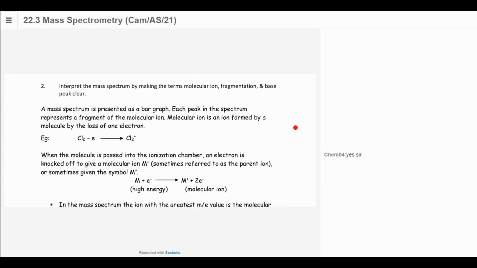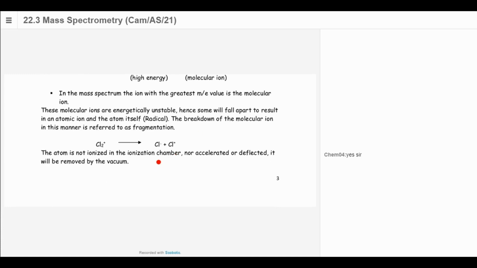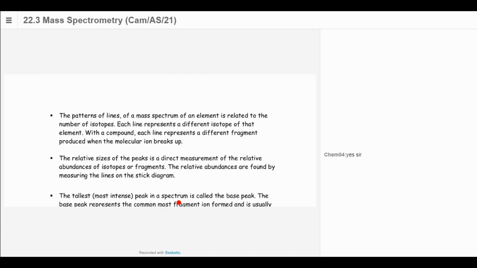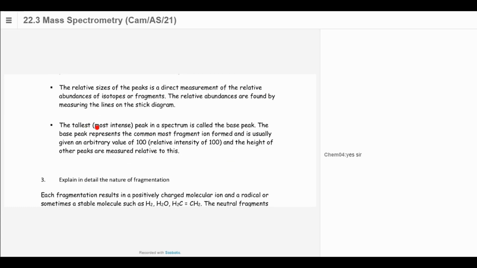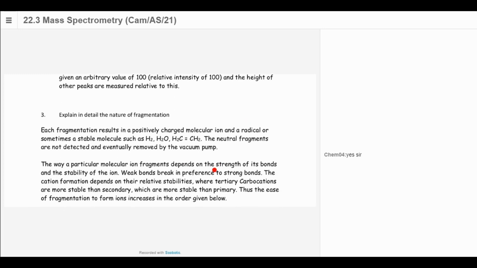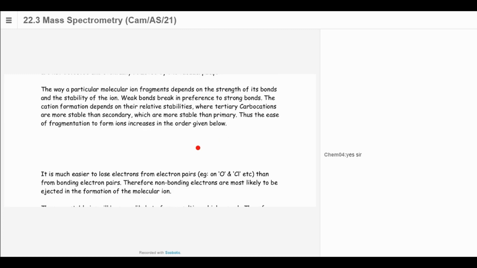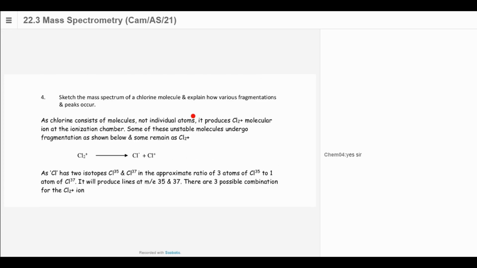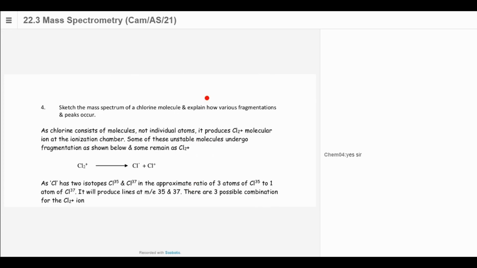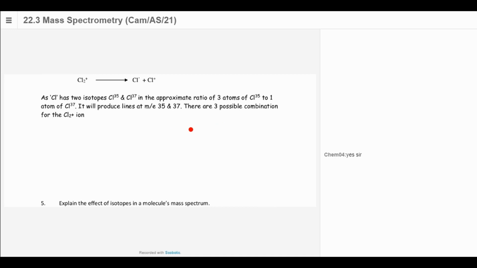So I explained about the fragmentation and about the molecular ion. A free radical is a neutral atom, and why we assign a relative abundance of 100 for the base peak, and before I explain about the nature of fragmentation, I'll explain that shortly. You can copy this here for question 4, the mass spectrum of chlorine. In this given space on question 4, please copy this.